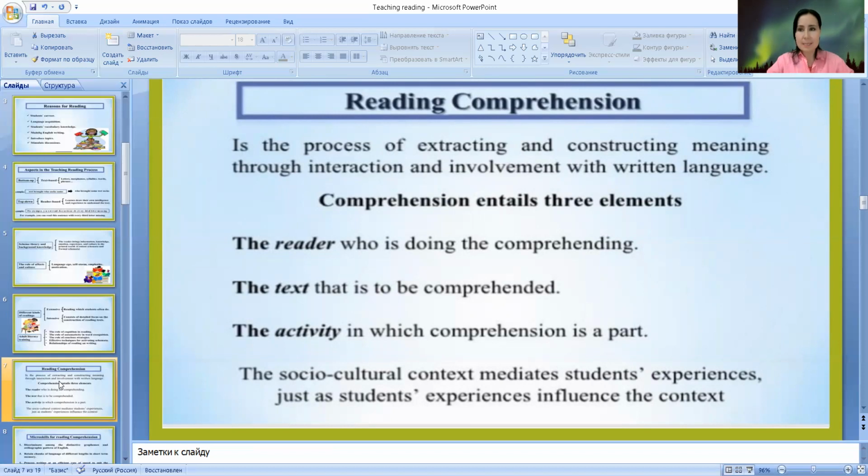So next, the third, the activity in which comprehension is a part. For example, the sociocultural context mediates the student's experience; a student's experience influences the context.